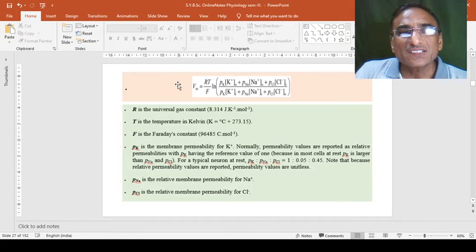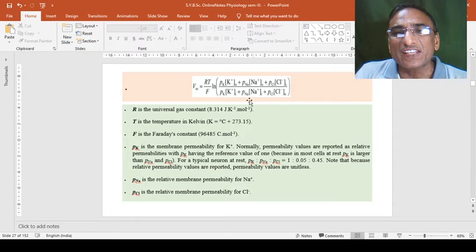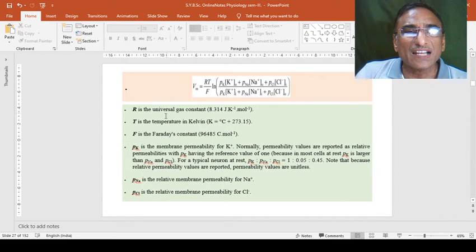So what are these R, T, F, Pk and these values? In this formula, R is the universal gas constant, that is generally fixed at 8.314, whereas temperature is calculated in Kelvin or degree centigrade. Then F is the Faraday's constant, that is 96,495. So Pk is the membrane permeability of potassium.